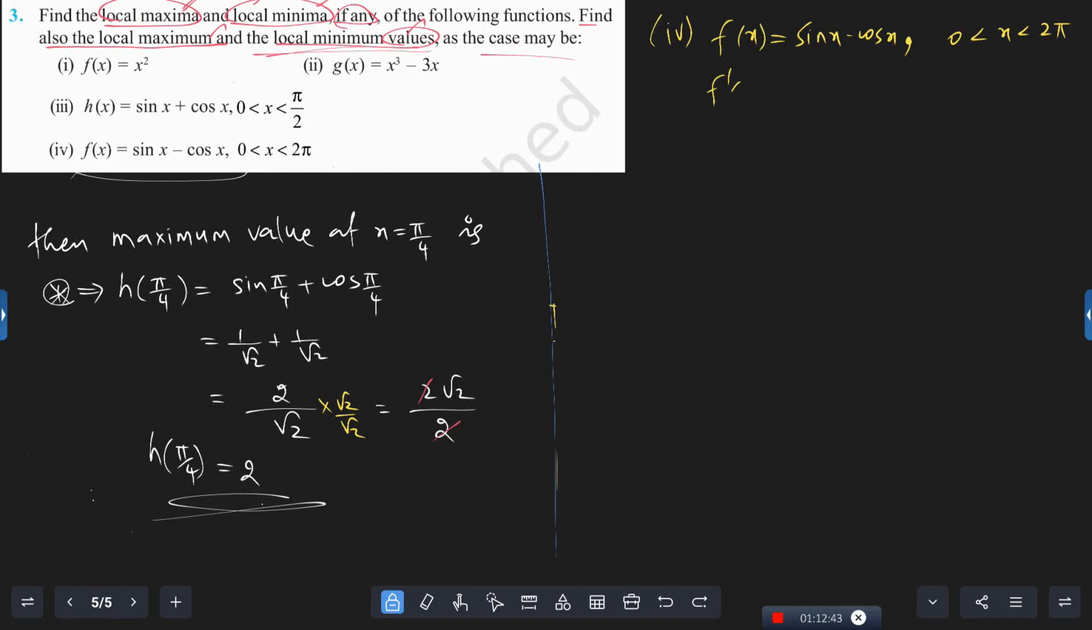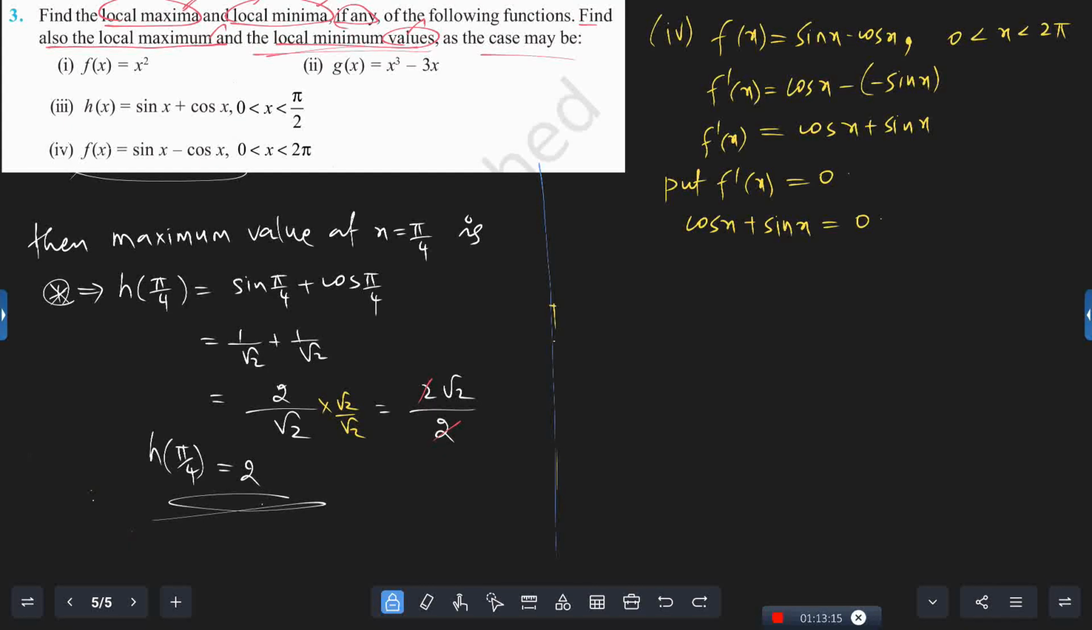First you will find the derivative. f dash of x equals the derivative of sin x, which is cos x, minus the derivative of cos x, which is minus sin x. So cos x, minus into minus, plus sin x. This is f dash of x. To find the x value, put f dash of x equal to 0. So cos x plus sin x is equal to 0.